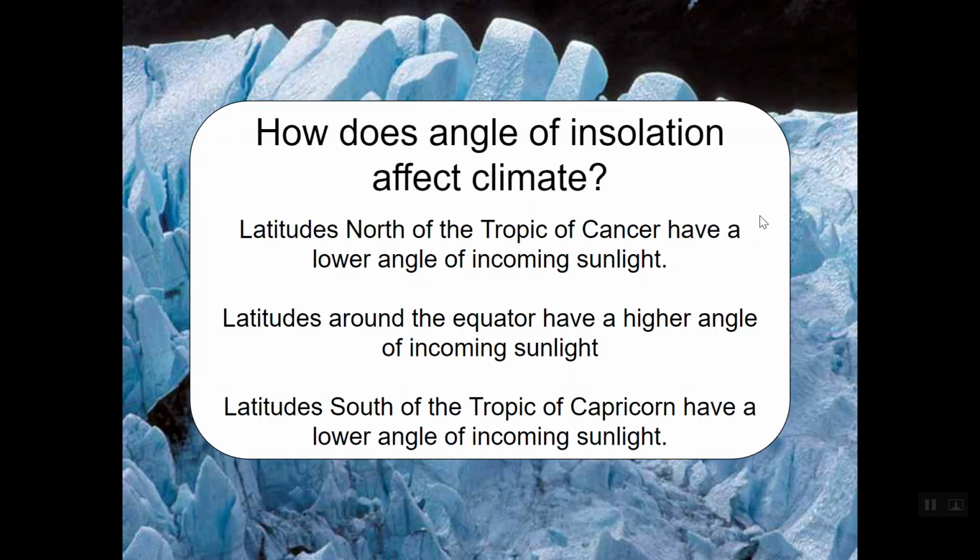So how does the angle of insolation affect climate? The latitudes that are north of the Tropic of Cancer have a lower angle of incoming sunlight. So those northern latitudes, or equivalent, the southern latitudes south of the Tropic of Capricorn have a lower angle of incoming sunlight. So they're cooler climates. Latitudes around the equator have a higher angle of incoming sunlight, more direct, 90 degrees overhead, and those are warmer climates.